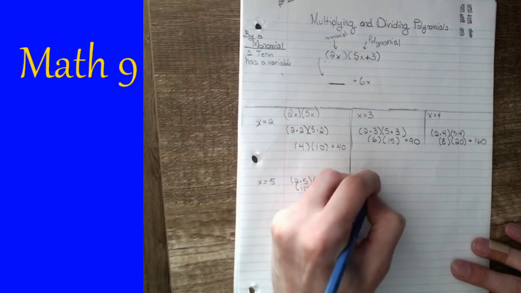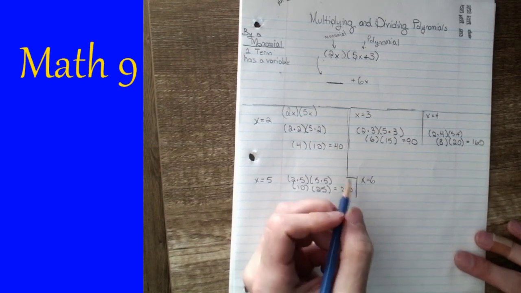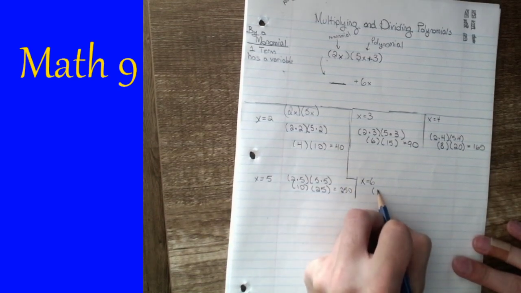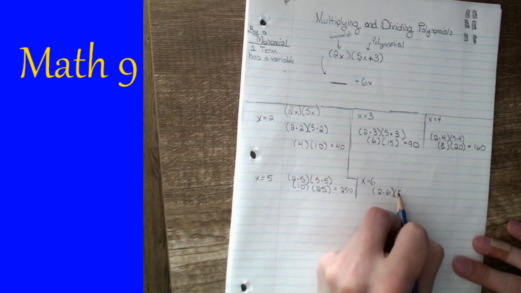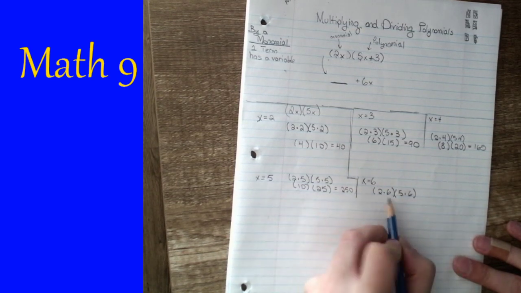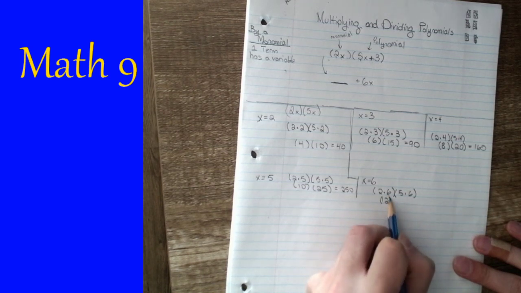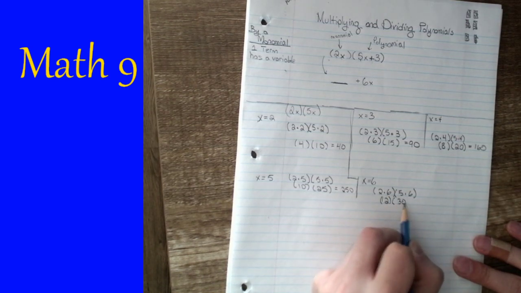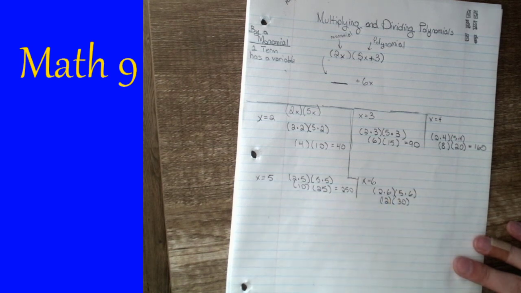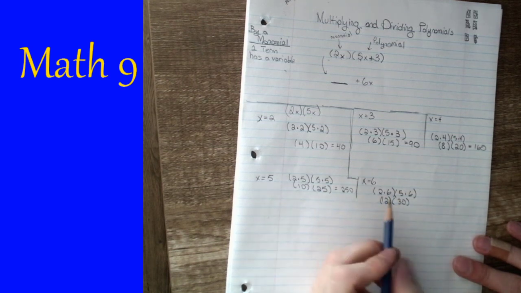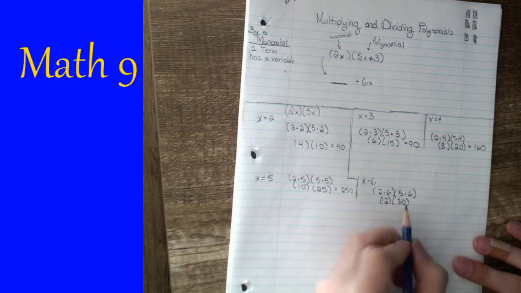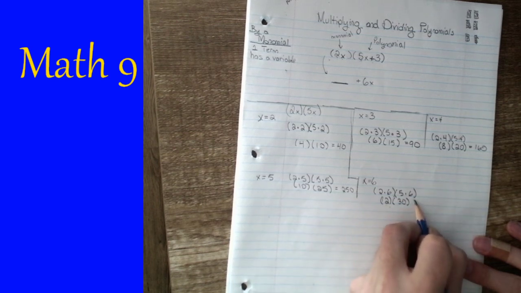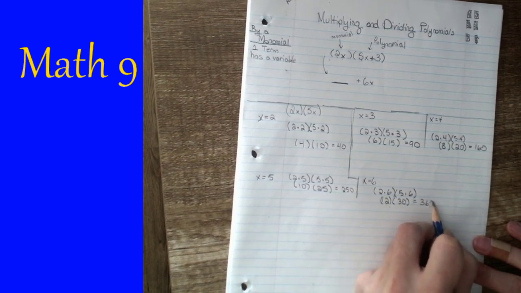We'll next do x is equal to 6. So we have 2 multiplied by 6 multiplied by 5 times 6. So we have 12 multiplied by 30. Well, 10 times 30 is 300, and 2 times 30 is 60, so we have 360.